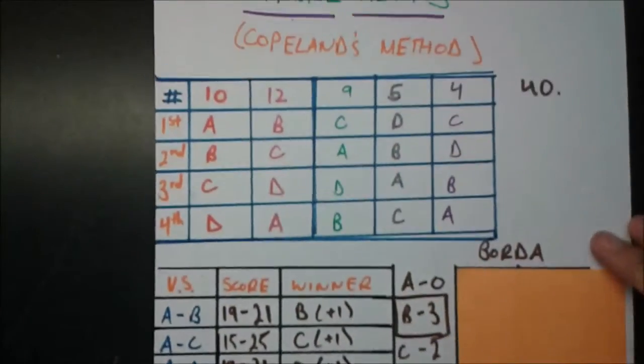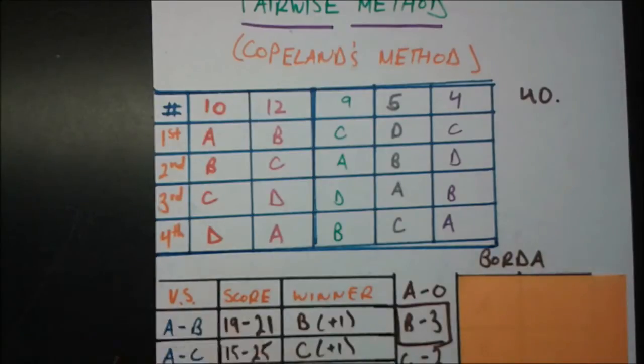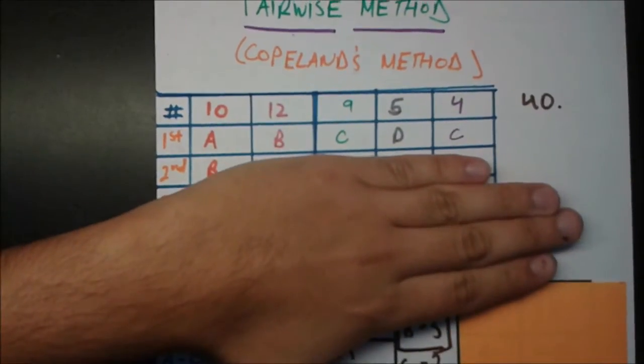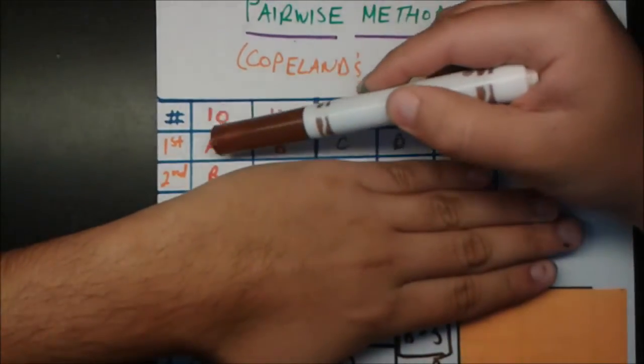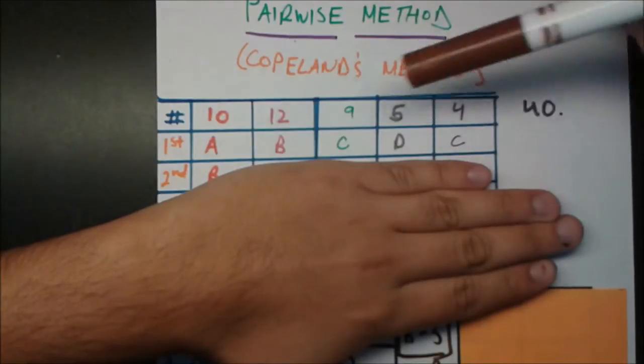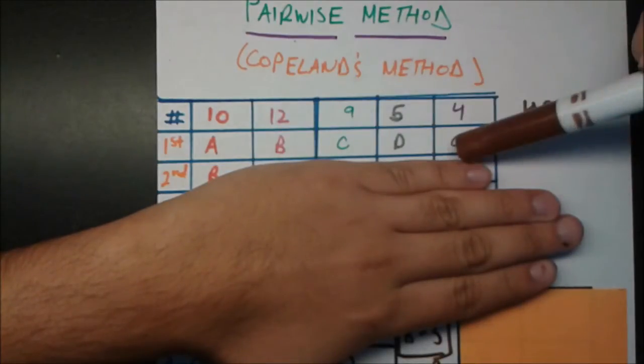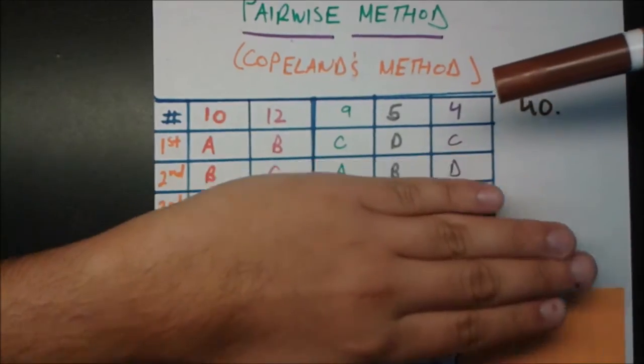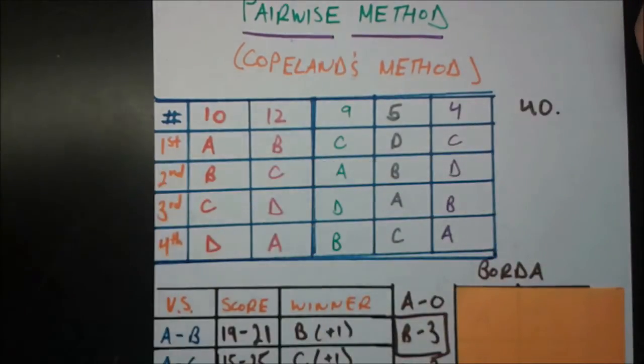Now, here's something interesting. Who would win under the plurality method? The method we said was pretty bad. Under this plurality method, A has 10 first place votes, B has 12, C has 13, and D has 5. So C with 13 first place votes would win under the plurality method. But we talked about how plurality method is pretty bad.